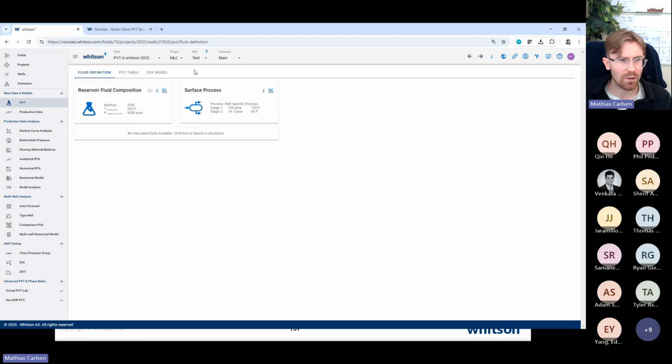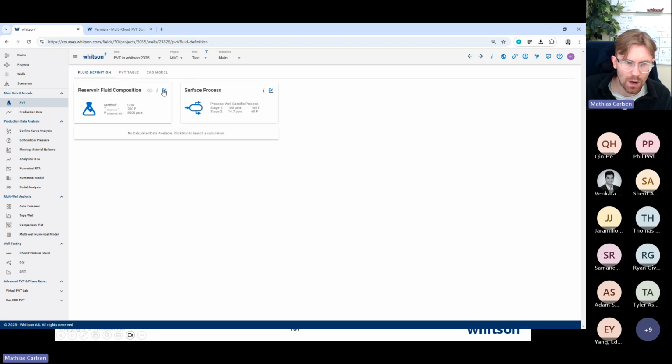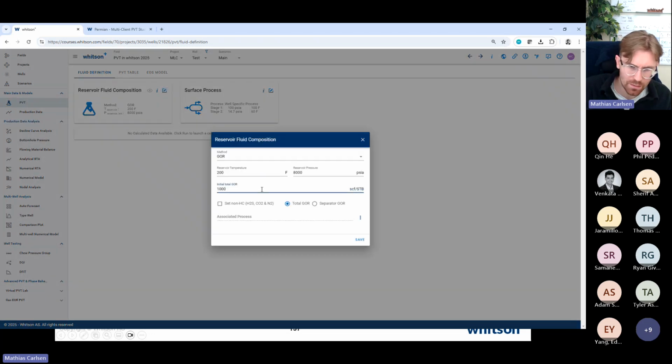So let me know if you haven't gotten there now. It automatically should pop you to the PVT part. And the first thing we're going to do, we're going to just create a very simple fluid. We're going to make a 10,000 scf per barrel fluid. To do that, we just open up the card here and we put in 10,000 and we click save.